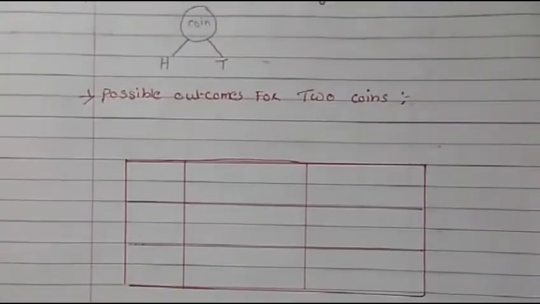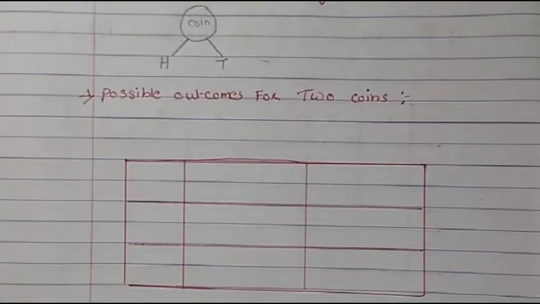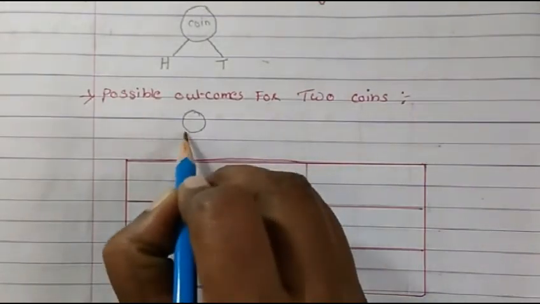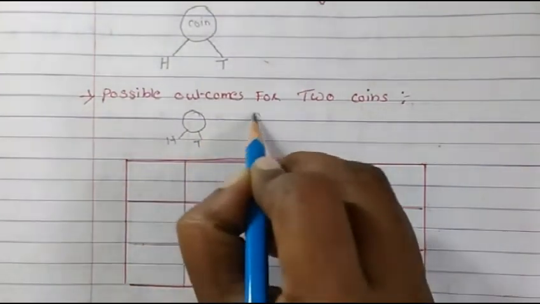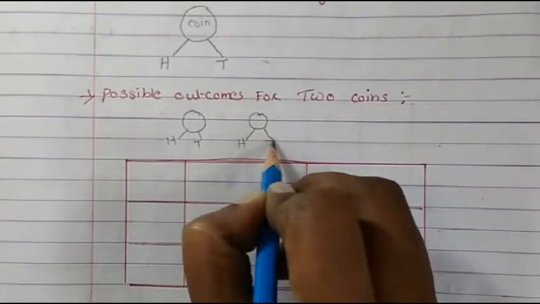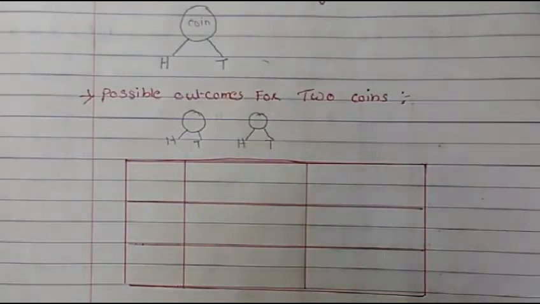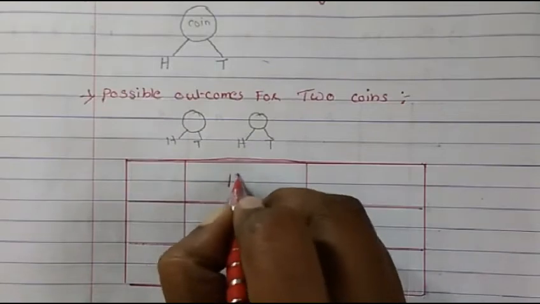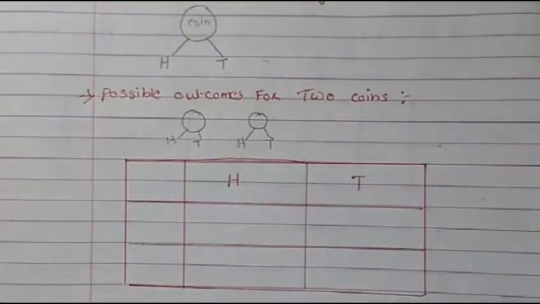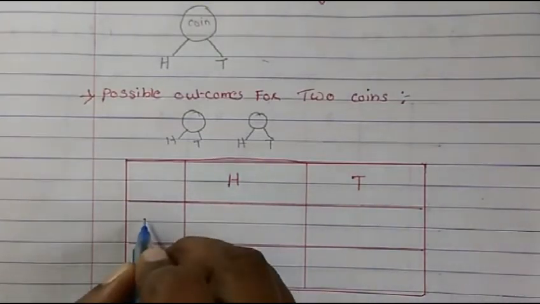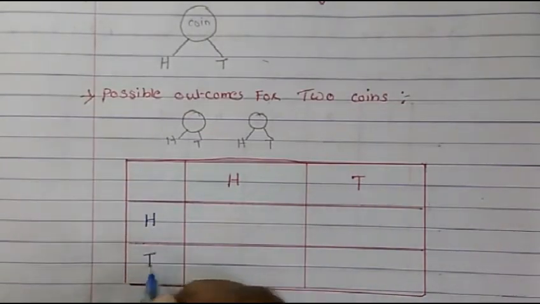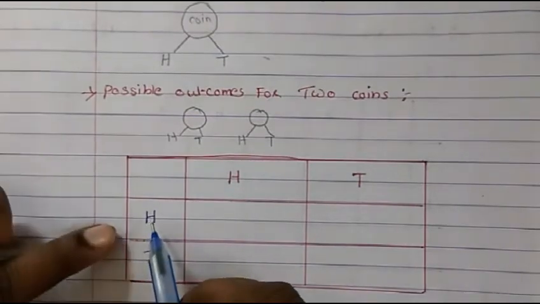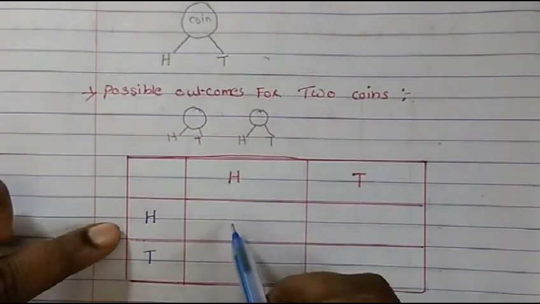Now let's see, if two coins are tossed simultaneously, what are the possible outcomes we can get? There are two coins, so one coin has head and tail, and another coin also has head and tail. Let's think this is the red color coin. In the red color coin we have one head and another tail, and there is a blue color coin, which also has a head and tail. So what are the possible outcomes?